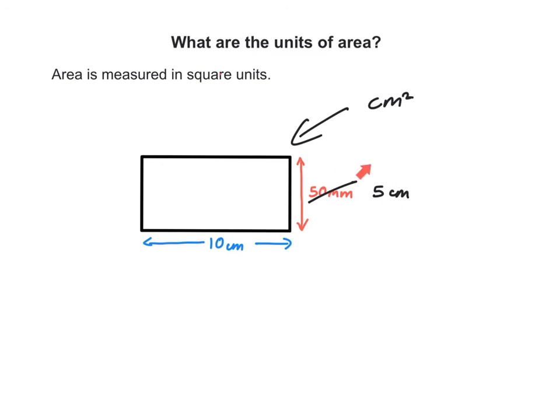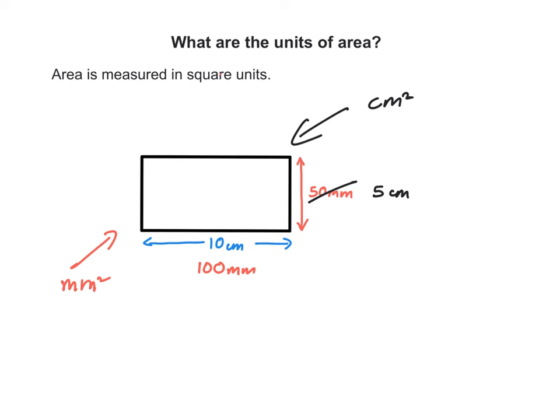Now here we chose to convert the millimeters into centimeters and make the units of length consistent in centimeters, but we could have chosen millimeters and converted the 10 centimeters here into millimeters. That would have become 100 millimeters, and we would have worked out the area in millimeters squared. So you have a choice here.